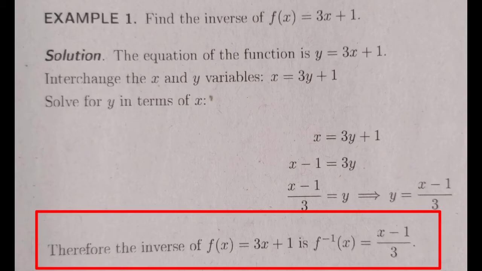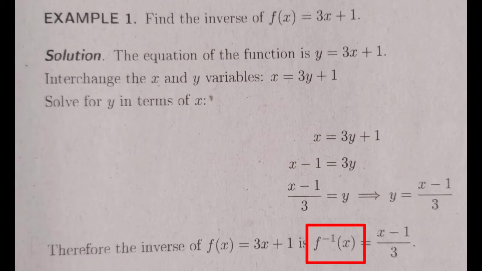Therefore, the inverse of f of x is equal to 3x plus 1 is f inverse of x is equal to x minus 1 all over 3. As you can see, instead of putting f of x, we will have f inverse of x as the symbol for the inverse of a one-to-one function.